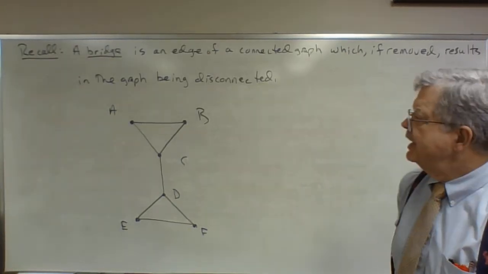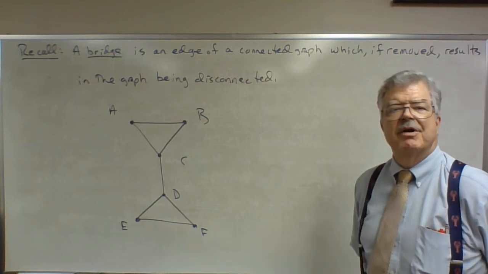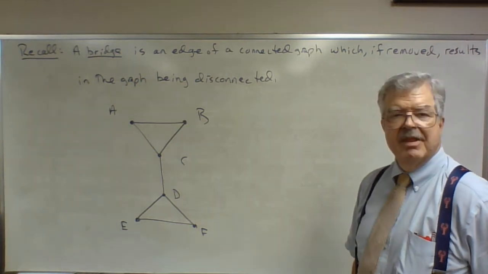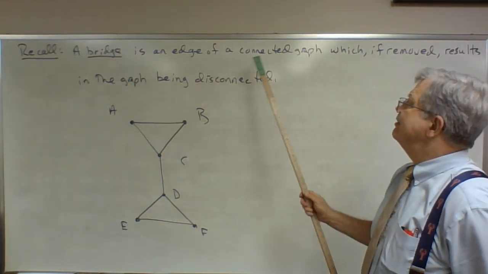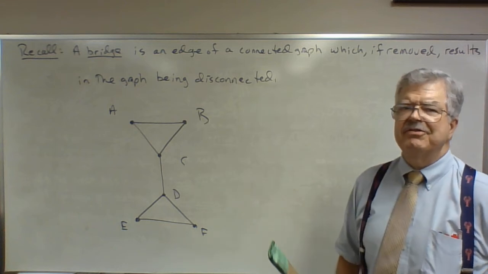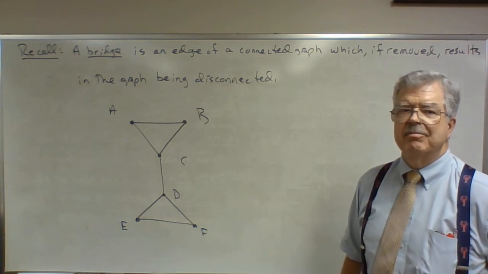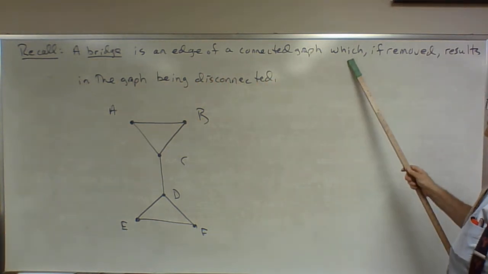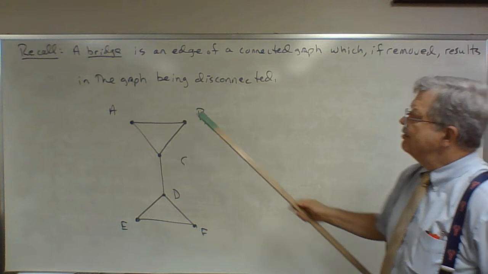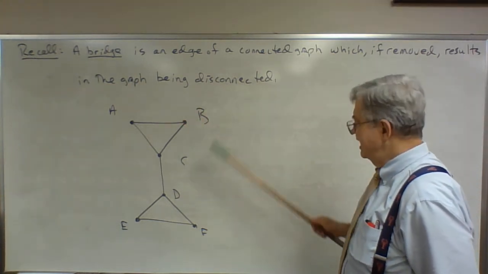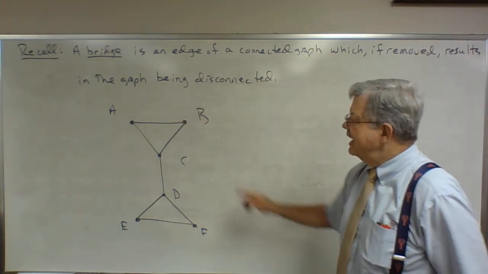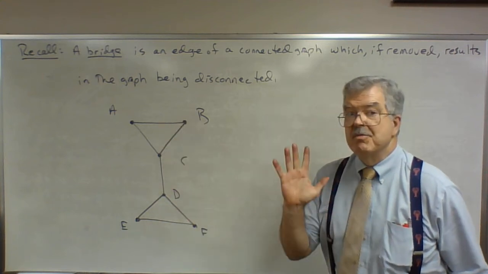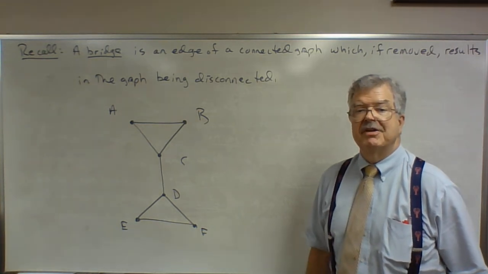But before we do another example, I just want to refresh our memories about a term, a bridge. A bridge is an edge of a connected graph. So if the graph's not connected, then there's no such thing as a bridge. A bridge is an edge of a connected graph, which if removed, results in the graph being disconnected. Is there any edge here in this graph that if we remove that edge would make the graph disconnected?